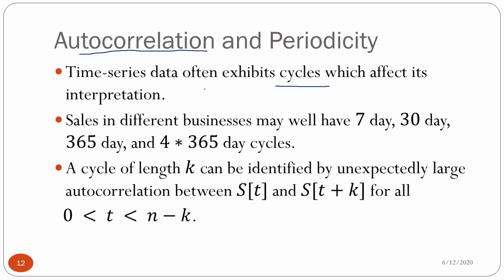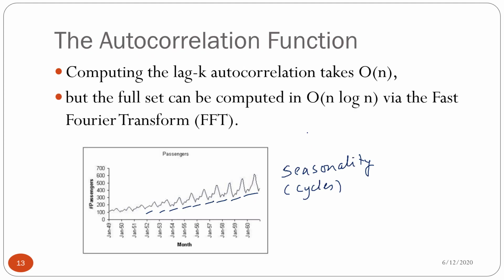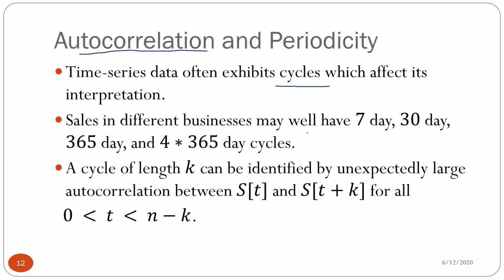So time series data often exhibits cycles which affects its interpretation, right? We have looked at that. Now sales in different businesses may well have 7 days, 30 days, 365 days, or 4 into 365 days cycle, right? Now we looked at one cycle in this figure. Now you can have other kinds of cycles as well.